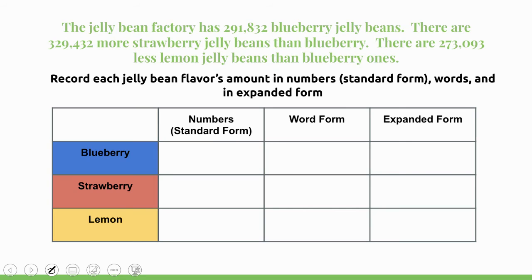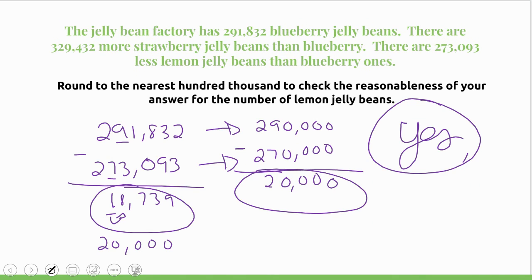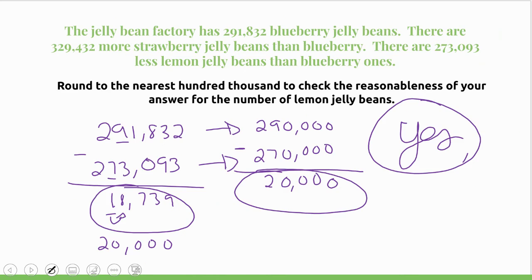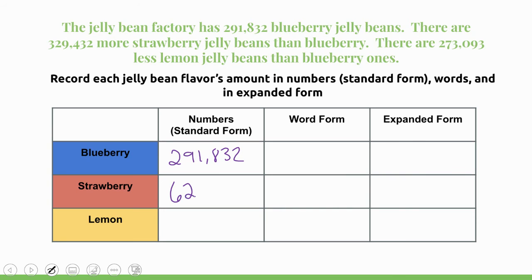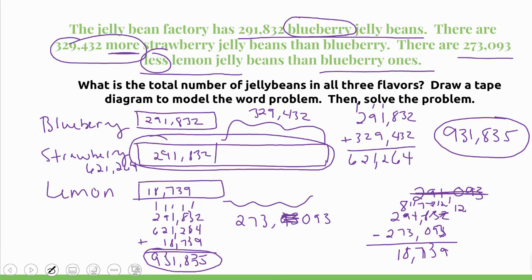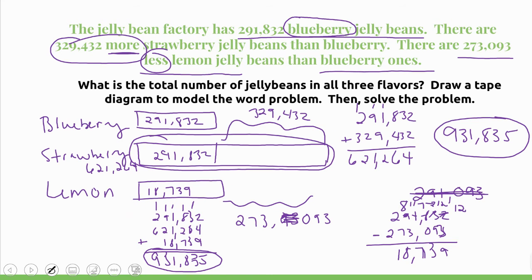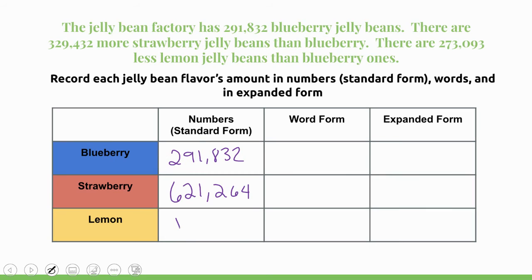All right. So now I'm going to record each jelly bean flavor's amount in numbers, so standard form, words, and expanded form. So I'm going to go back and look at my previous work so I can see my numbers. I do know that I have 291,832 of the blueberry. The strawberry, I found out that I had 621,264. And for the lemon, I got 18,739.